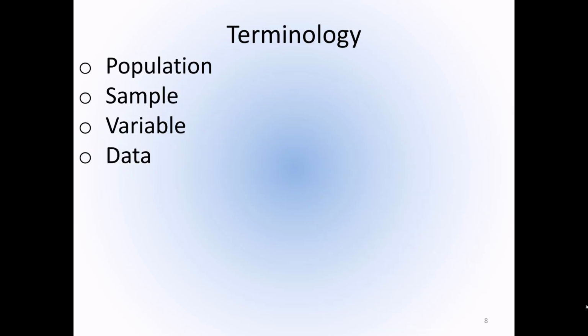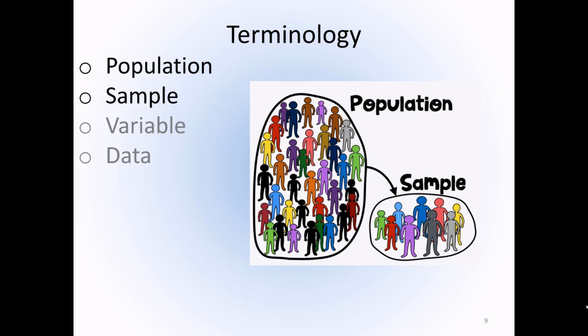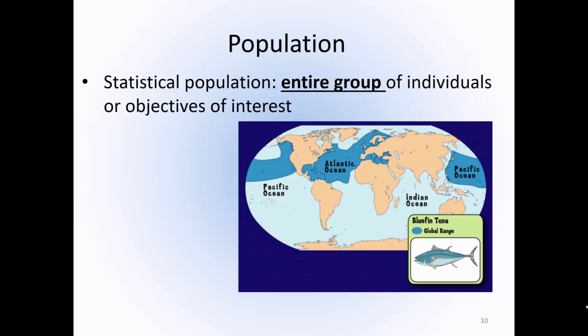So some important terminology that we're going to cover in this lecture and in the next lecture are population, samples, variables, and data. So this first lecture is going to focus on these first two terms. So, a statistical population is the group of individuals or objects that we're interested in. So we can look at bluefin tuna, and maybe we're interested in all bluefin tuna, so we would be interested across the different oceans that they're found in.